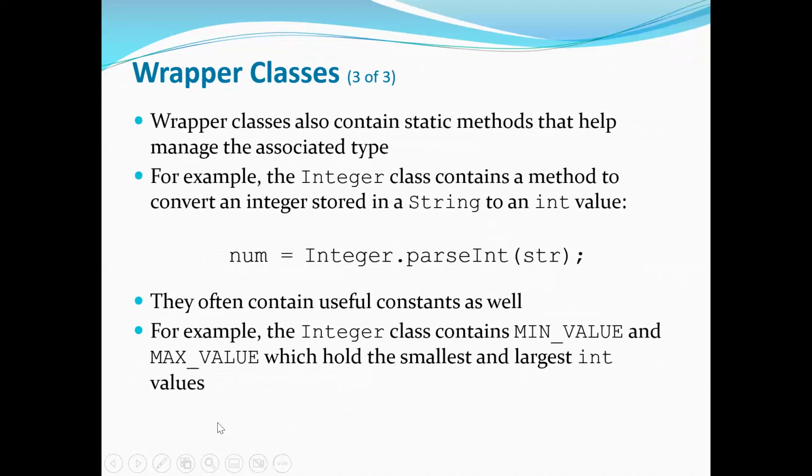Also, the wrapper classes contain static methods that help manage the associated type. For example, the Integer class also contains a method to convert an integer stored in a string to an int value. That method is called parseInt. So here we have Integer.parseInt(string). We can see the argument is a string.